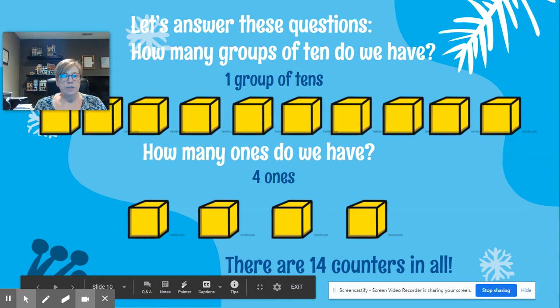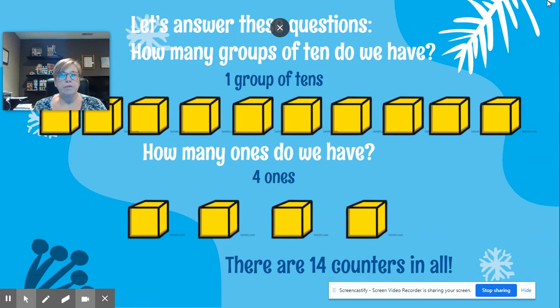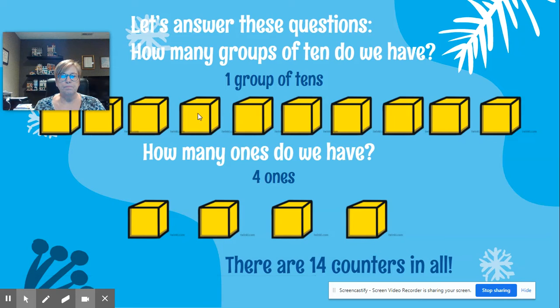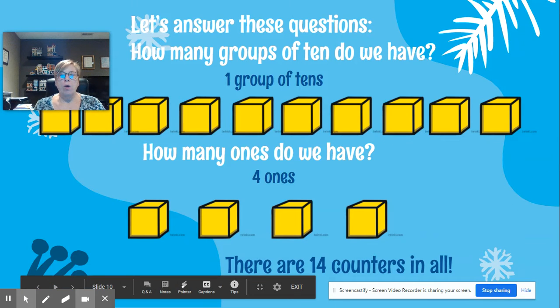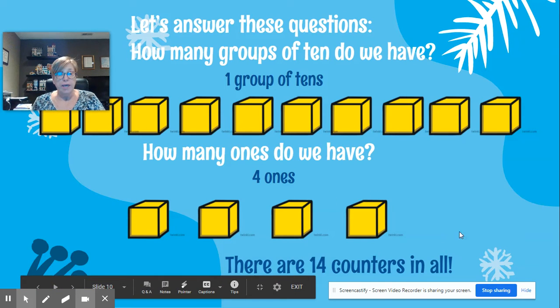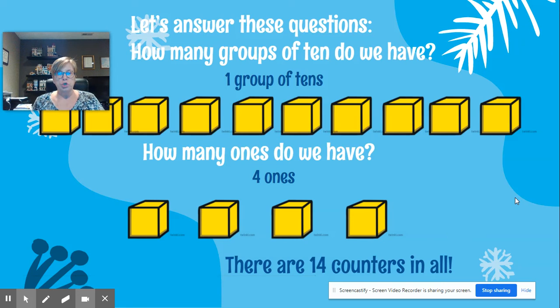So let's answer these questions. How many groups of 10 do we have? There's one group of 10. And then, how many ones do we have? We have 4 ones. And how many are there still? There are 14 counters in all, but now we showed them in another way.